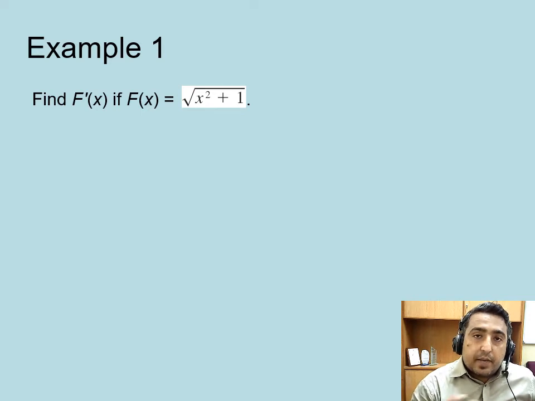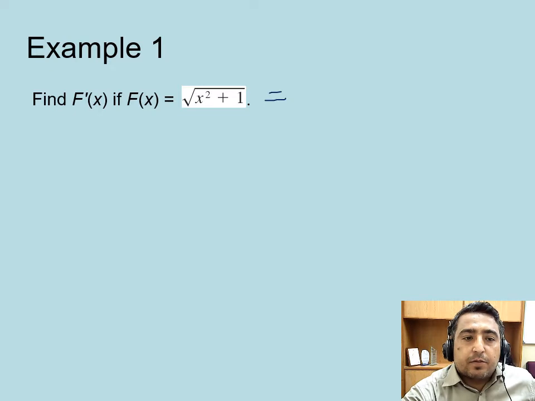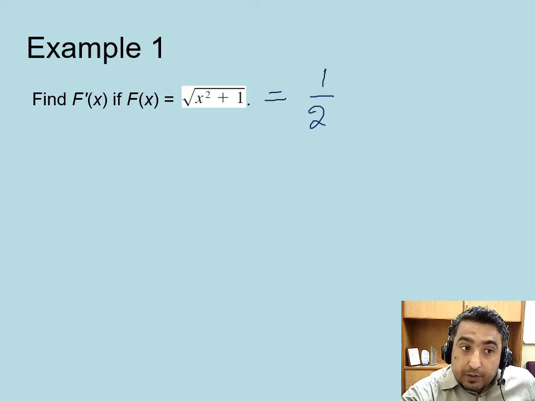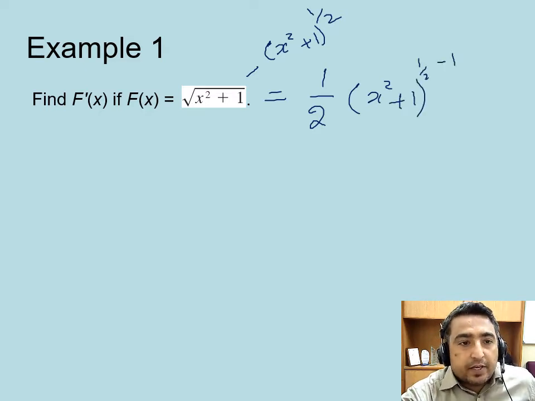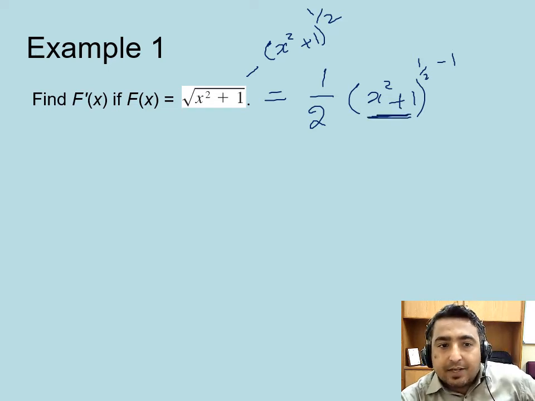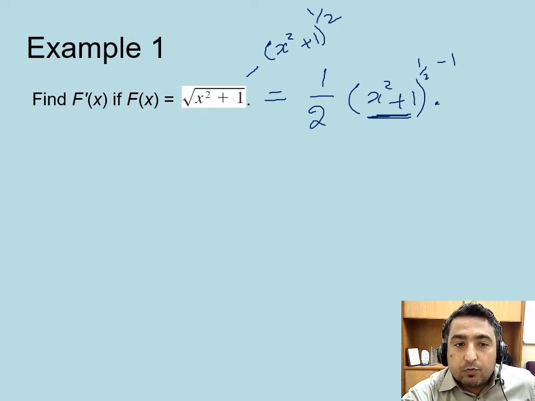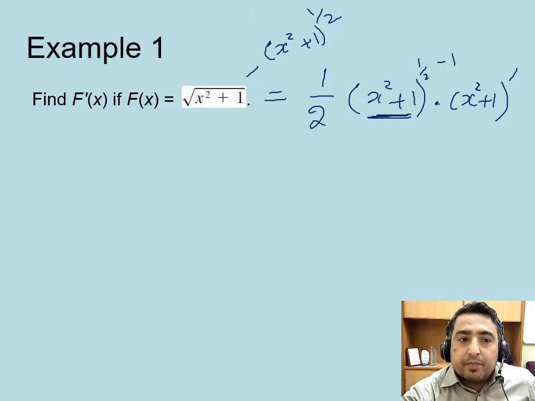Now look at the same example. How do you find the derivative of this? What do you do? One over 2, the power: this is equal to x square plus 1 to the power 1 by 2. So you take the power as a coefficient, x square plus 1 to the power 1 by 2 minus 1. This is how you find the derivative of the square root of x. Now this is not x, this is another function, x square plus 1. So you find the derivative of this function again.